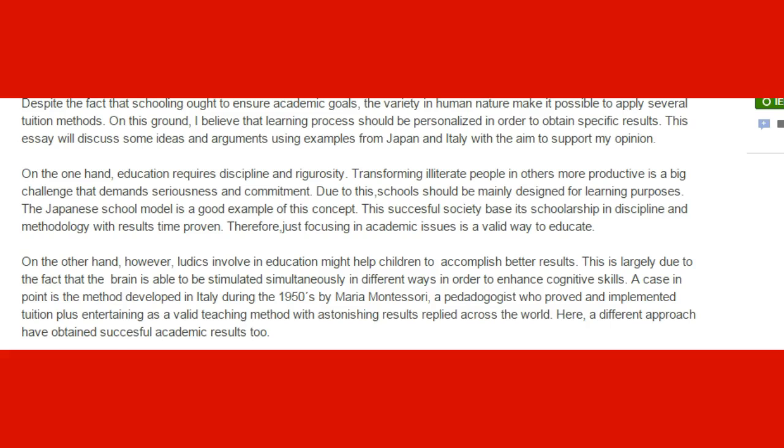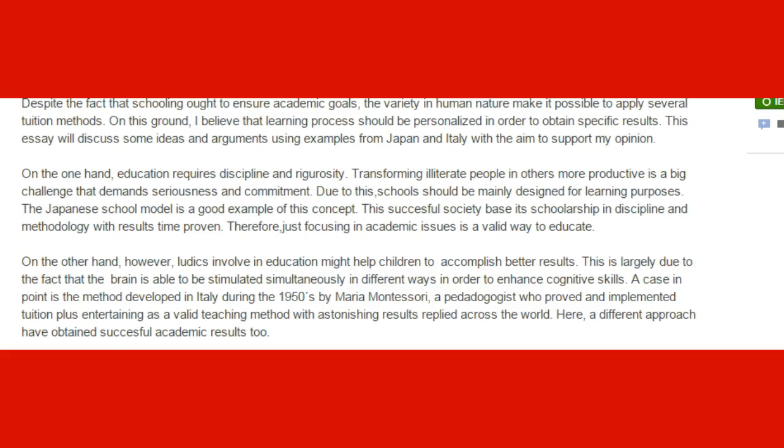Despite the fact that schooling ought to ensure academic goals, the variety in human nature makes it possible to apply several tuition methods. Okay. The variety in human nature, no. Student differences, or the differences in students, makes it possible to apply several tuition methods. Okay, good.